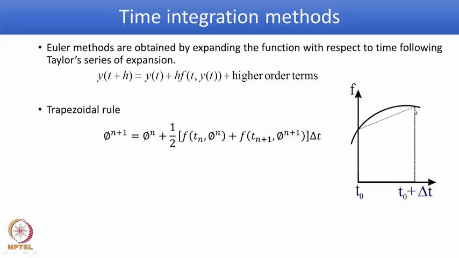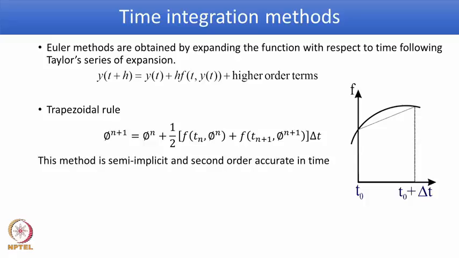So, we have a trapezoidal rule. T0 at the point is shown here, and T0 plus delta t is shown here, and you fit a trapezoidal curve between the two, and then you get this formula derived. It is explicit 50%, implicit 50%. So, this is called semi implicit, and it is second order accurate in time.